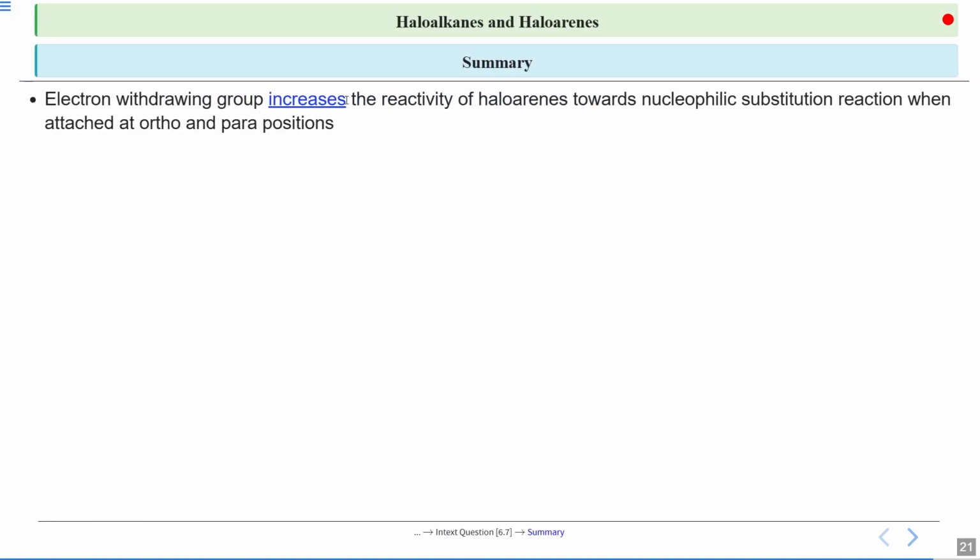An electron withdrawing group, if present on the benzene ring, will increase the reactivity of haloarenes towards nucleophilic substitution reactions when it is attached at the ortho and para positions only. Due to its electron withdrawing nature, it will withdraw electrons from the benzene ring and make it more available for attack by the electron-rich nucleophile. In this reaction, we have seen the nitro group is present at the para position, and this reaction takes place at a comparatively lower temperature than the Dow process.